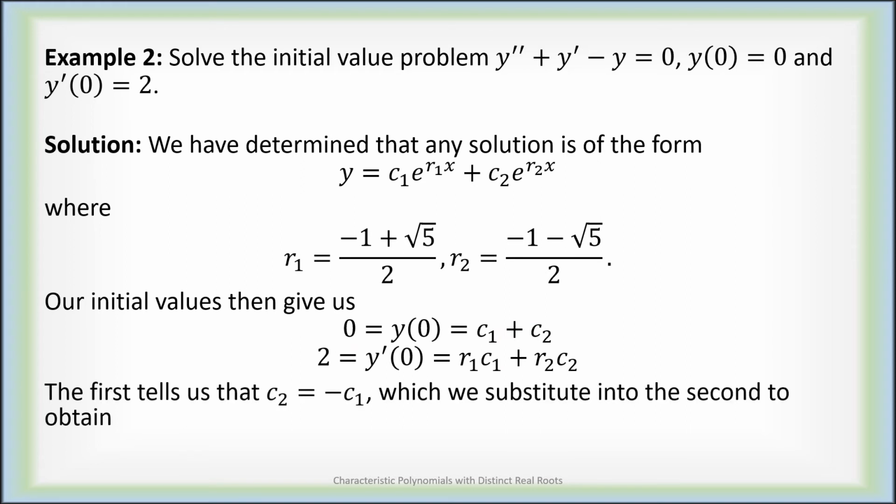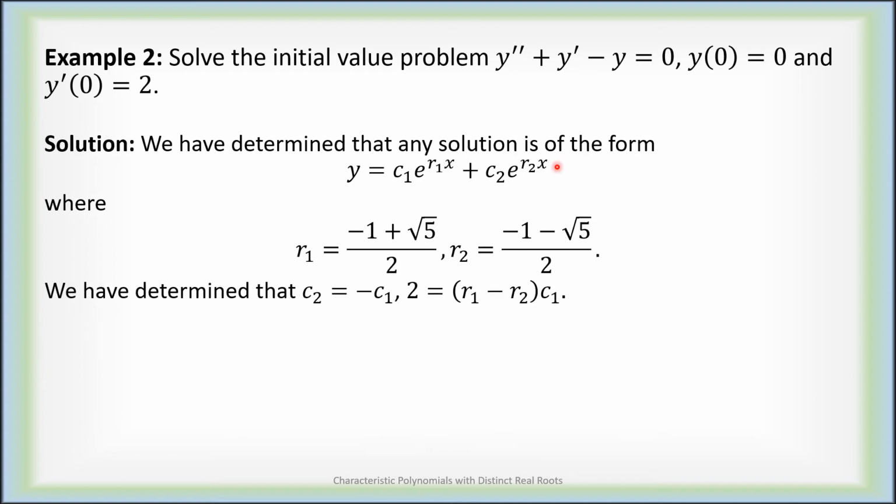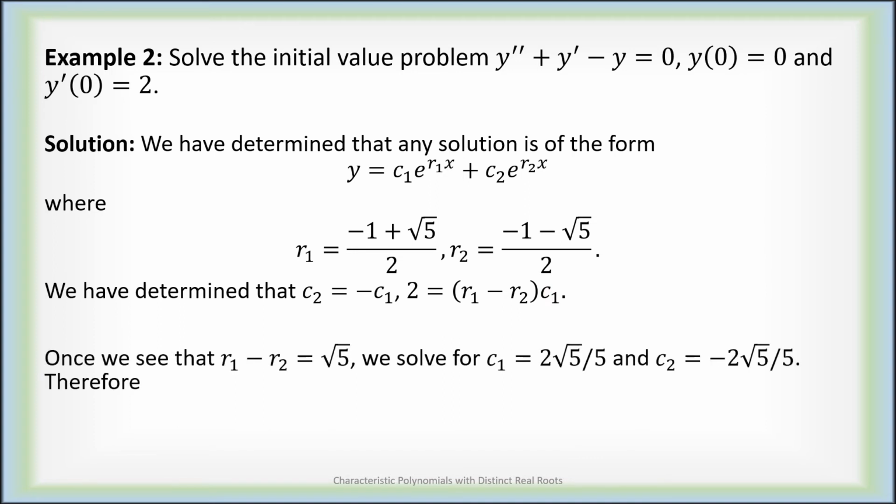Now the first equation, c1 plus c2 equals 0, tells me that c2 must be negative c1. If I plug that into the second equation, we get 2 must be r1 c1 minus c1 times r2, which I factor out the c1 and get 2 is equal to r1 minus r2 times c1. So we have found that solutions must be of this form, where r1 and r2 are explicitly known. c2 must be the opposite of c1, and we also have this relation here, that 2 must be r1 minus r2 times c1. Now r1 minus r2 can actually be computed.